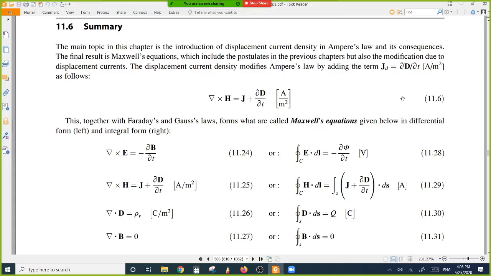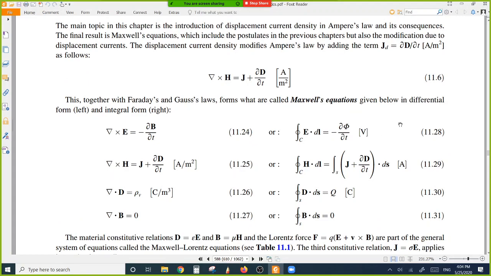Well, we have finished Maxwell's equations, and today we will see a couple of problems on how to apply Maxwell's equations. And if we have time, we will see several problems on application of boundary conditions of time-dependent fields.